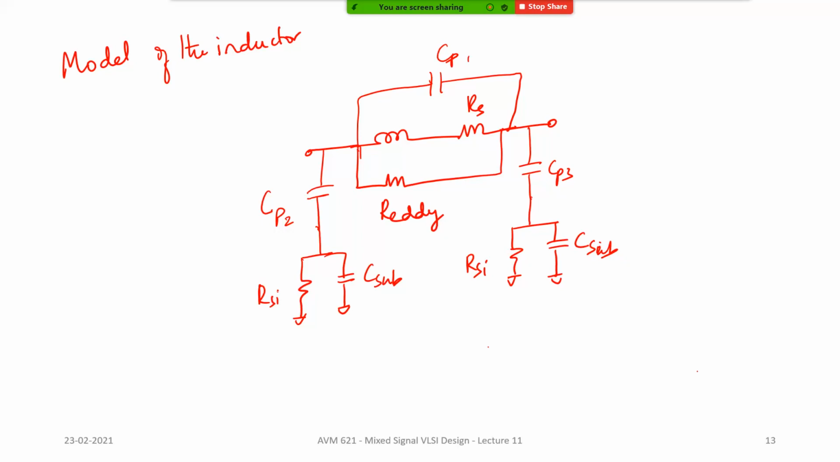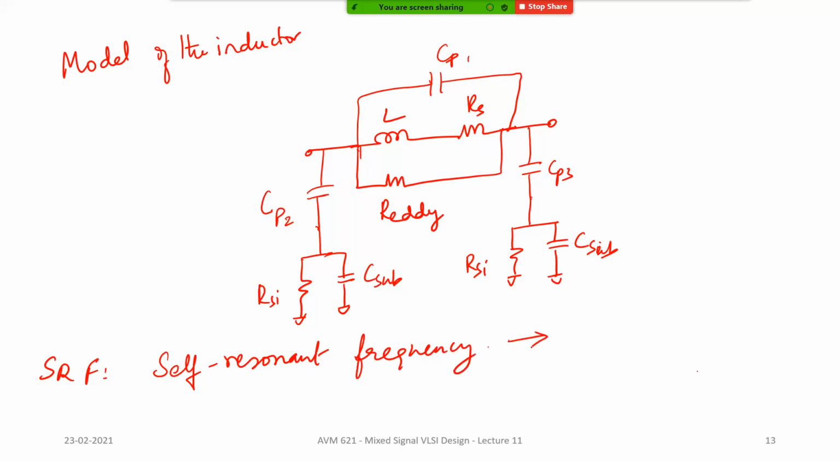So any inductor which is implemented not only on chip, any off-chip inductor also, if you go to, let's say, Coilcraft and so on, they will specify that it has a certain Q factor, quality factor, and a certain self-resonant frequency. Now, your actual inductor has a bunch of capacitance around it. So we define what is called the self-resonant frequency, SRF. This is basically where the inductor by itself will start resonating.